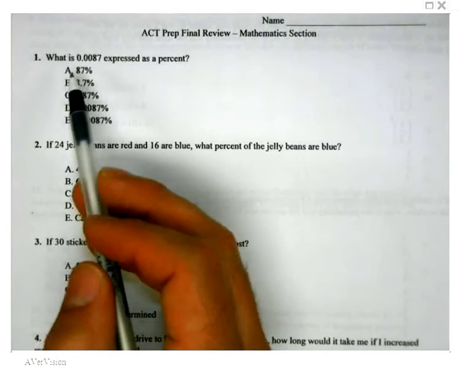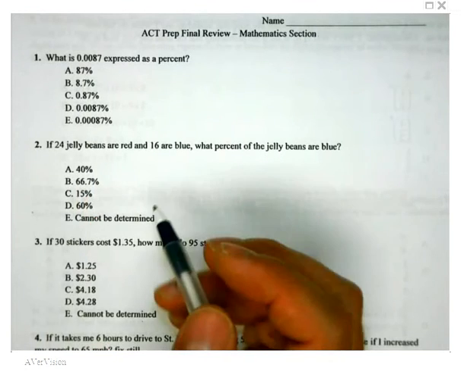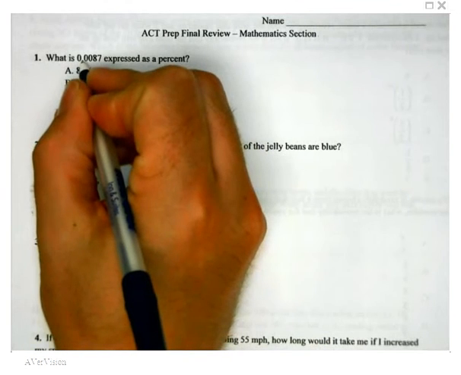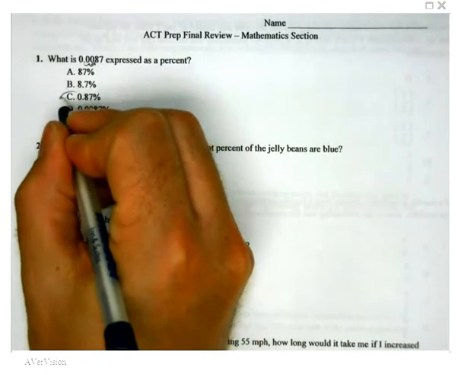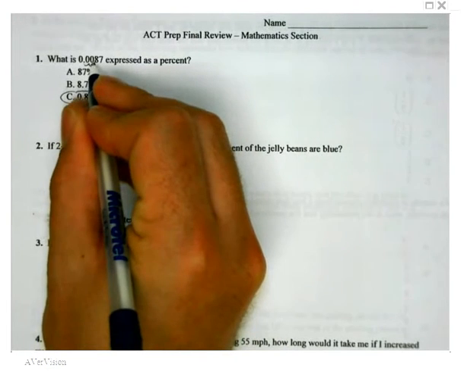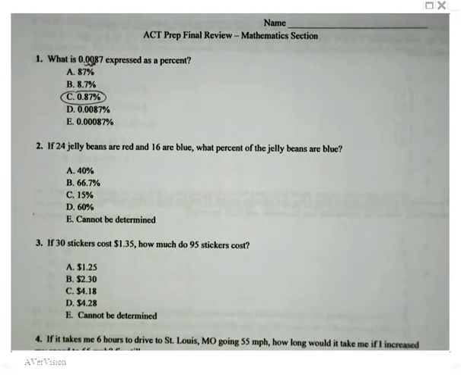First question. What is 0.0087 expressed as a percent? Now remember, as a percent, if it's in decimal form, we want to move the decimal place 2 places to the right. Moving it 2 places to the right puts my decimal right in front of the 8, and makes it 0.87%.